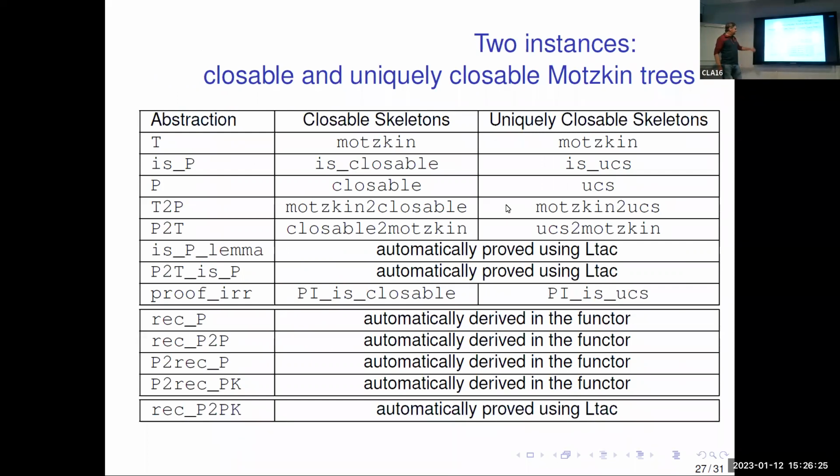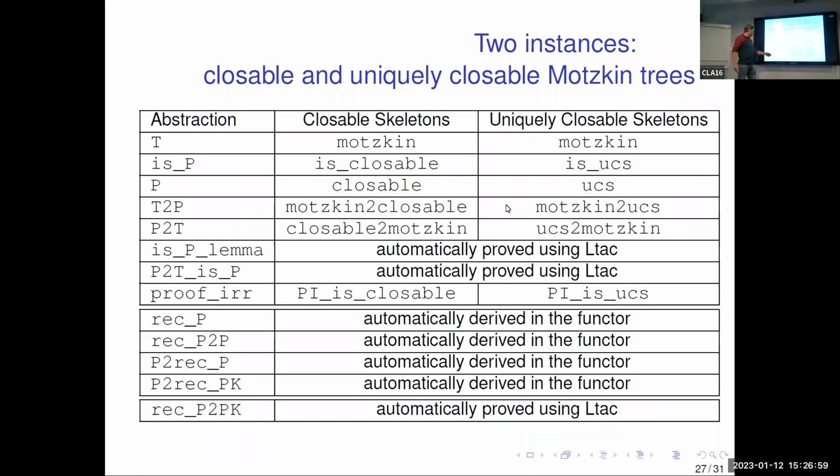And the transformation are given here. And all the basic properties can be proven automatically using the tactic system of Coq, which means we have a generic way of proving the statements. And then some statements can be automatically derived using the functor, which takes the T, is P, and all this stuff. And these are the reg P to P, so the proof transformation.